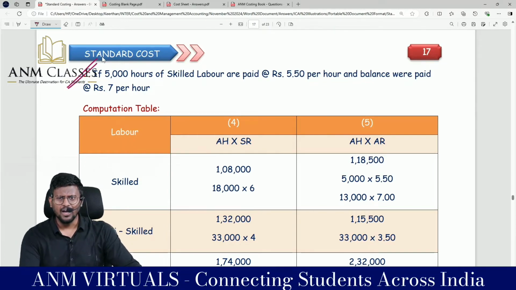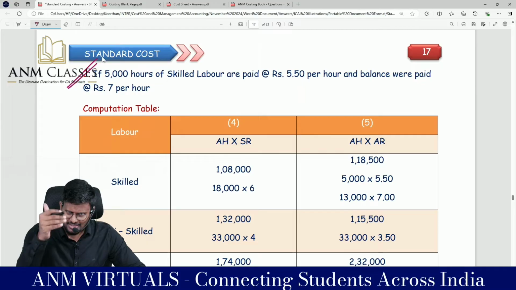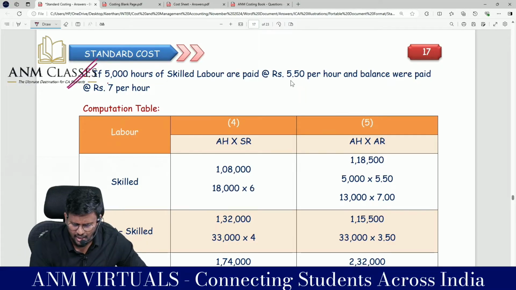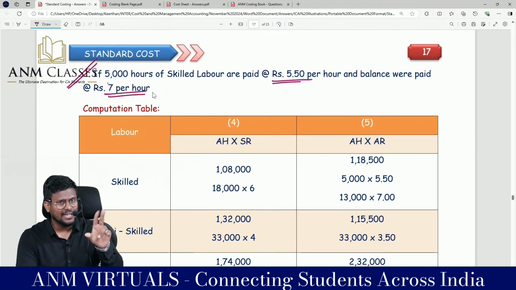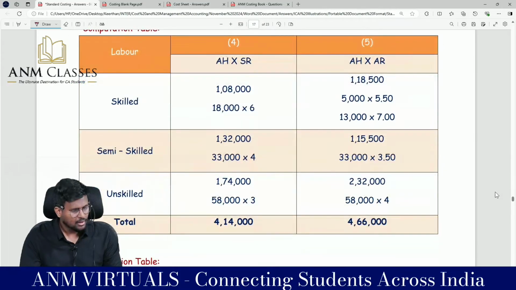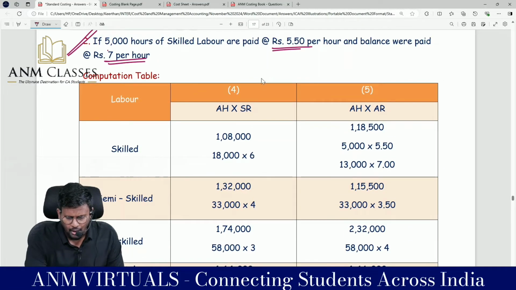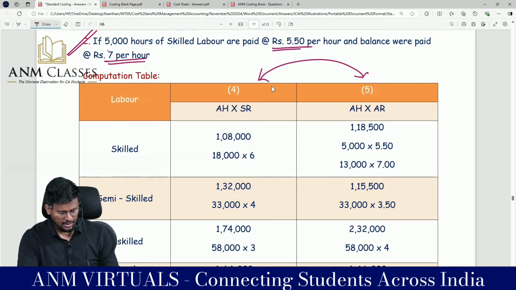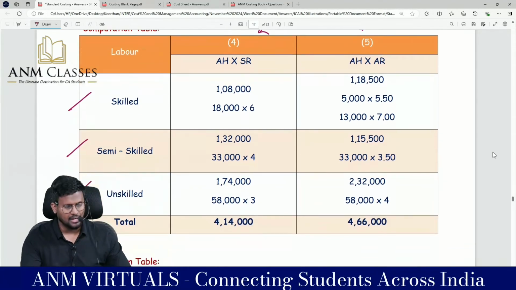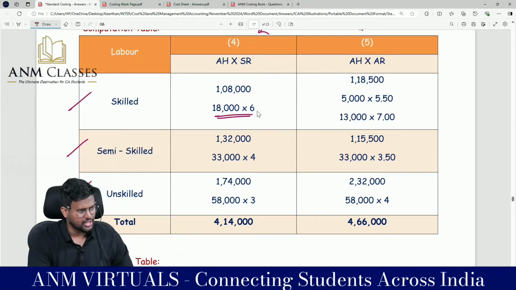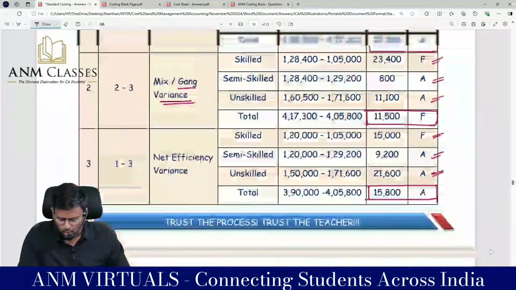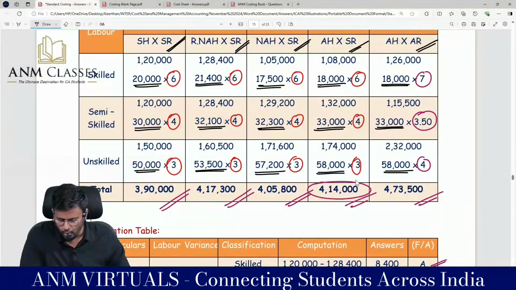So in the first part we have done the labor rate variance with normal rates. Then in the second part, if 5,000 hours of skilled labor are paid at how much, and the balance were paid at how much per hour, the labor rate variance will change. That means only column number 4 and column number 5 I am reproducing: skilled, semi-skilled, unskilled. Actual hours at standard rate, no change will come. 33,000 into 4, no change will come. 58,000 into 3, no change will come. 4,14,000 is the exact total, which we also got in column number 4. But this will change, right?